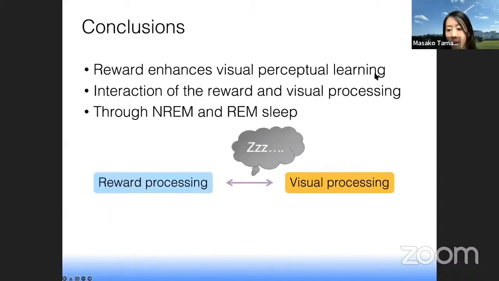Okay, so to conclude, rewarded training enhances visual perceptual learning through both non-REM and REM sleep, where the reward and the visual processing interact with each other by potentially removing unnecessary activity in the untrained side and strengthening the reward processing from the prefrontal area during sleep.